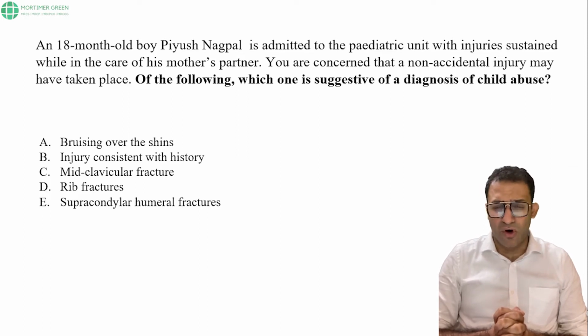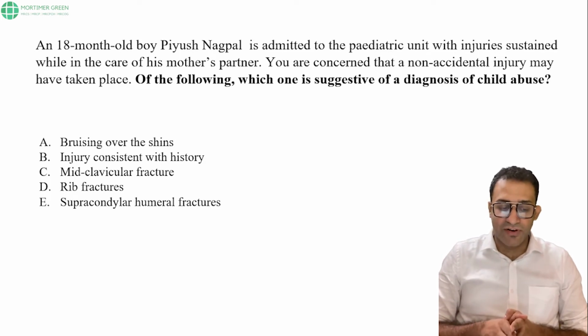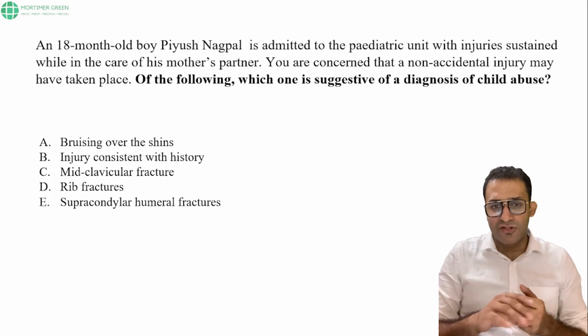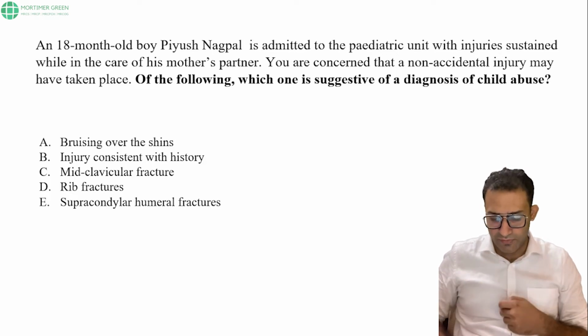Bruising over shins, all children get bruised over shins. Injury consistent with history, no. Injury inconsistent with history is more indicative of non-accidental injury. Metaclavicular fractures and supracondylar fractures are common in children. Supracondylar fractures, falling on an outstretched hand, very common. Rib fractures, as we mentioned before. But again, make a note, it's posterior rib fractures, not anterior rib fractures.